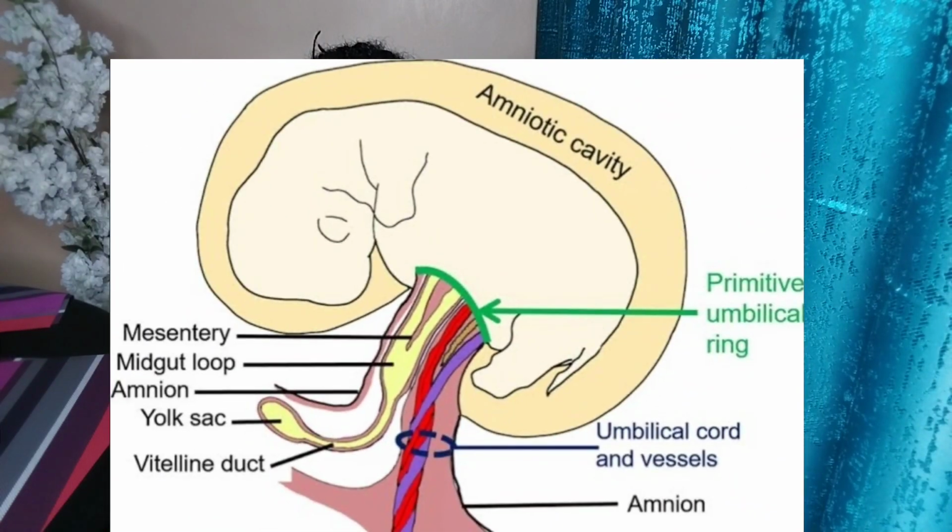And by the 7th week of gestation, when the unborn child is still in the uterus, these three structures, that is the allantois, the body stalk, and the vitelointestinal duct, are going to emerge through the abdominal wall of the fetus, and they are going to emerge through a small opening called the umbilical ring.